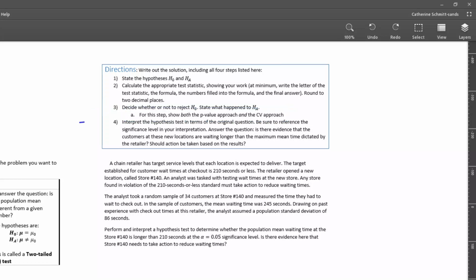Step 4 says interpret the hypothesis test in terms of the original question. Be sure to reference the significance level in your interpretation. Answer the question, is there evidence that the customers at these new locations are waiting longer than the maximum mean time dictated by the retailer? Should action be taken based on the results?